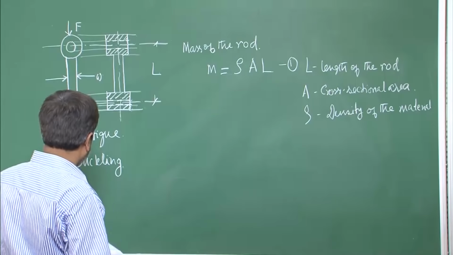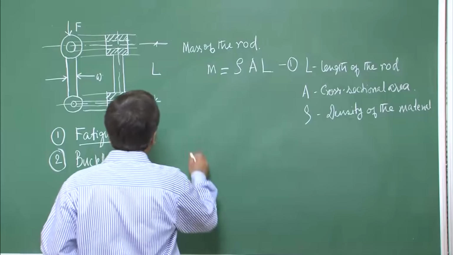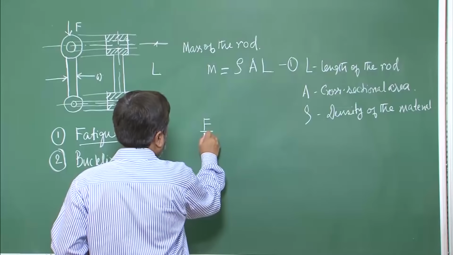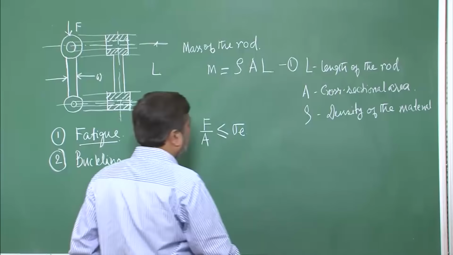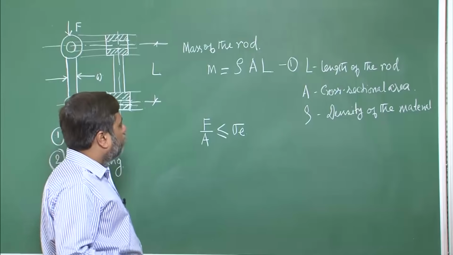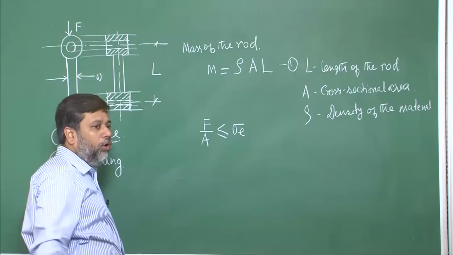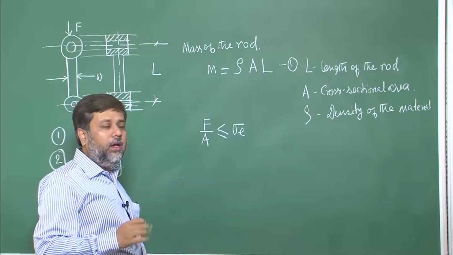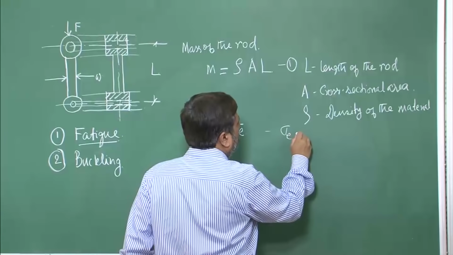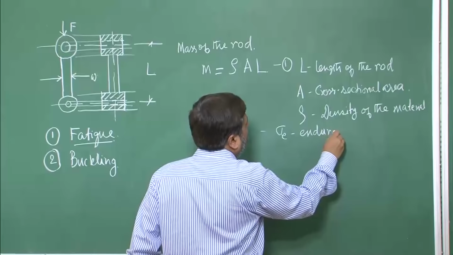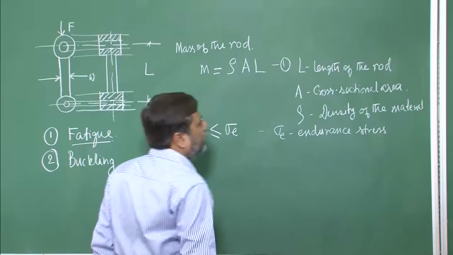So let us take up the first constraint, that is the fatigue. So from the fatigue point of view, F over A has to be less than or equal to sigma E. That means the maximum force, the stress that will be happening on the connecting rod has to be less than the endurance stress. Okay, sigma E is actually called endurance stress. This is a new property. This property is important against fatigue.